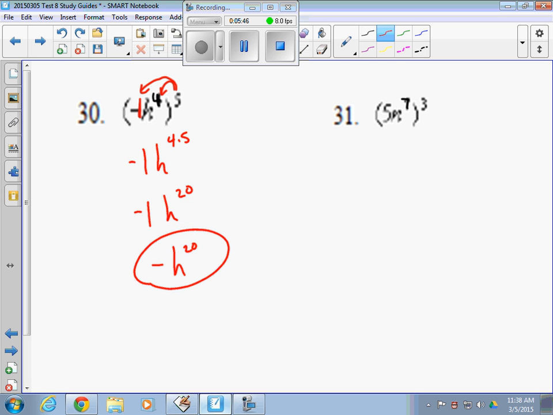5n to the 7th to the 3rd, you have to give that 3rd power to the 5, so 5 to the 3rd. N to the 7 to the 3rd means 7 times 3. That's n to the 21st power. 5 to the 3rd is 5 times itself 3 times. 5 times 5 is 25. Times 5 is 125.